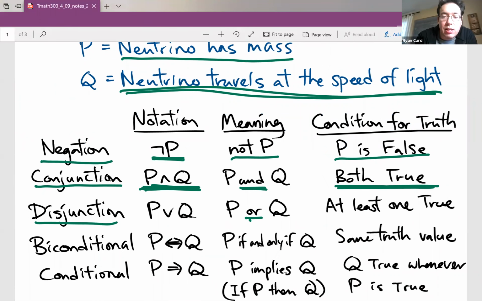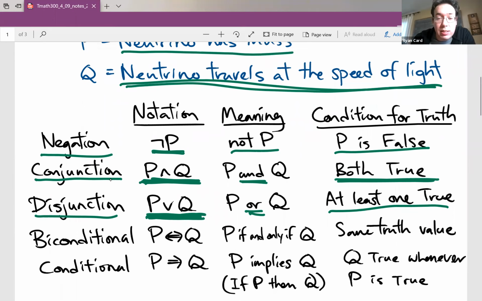Disjunction is a fancy way to say inclusive or. You write it with the symbol V, so it looks like a letter V. You write P or Q, and this would be true if at least one of P or Q or both are true. So that's disjunction.